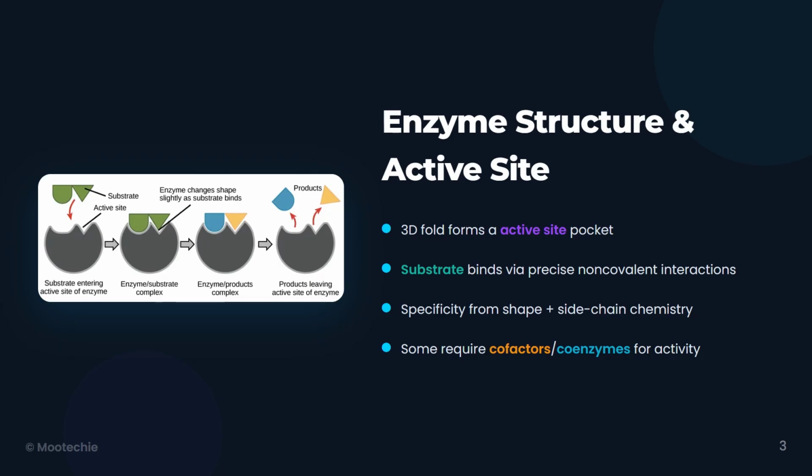The 3D fold of an enzyme forms an active site pocket. The substrate binds via precise non-covalent interactions. Specificity comes from the shape and the side chain chemistry of this pocket. Some enzymes require cofactors or coenzymes for their activity.